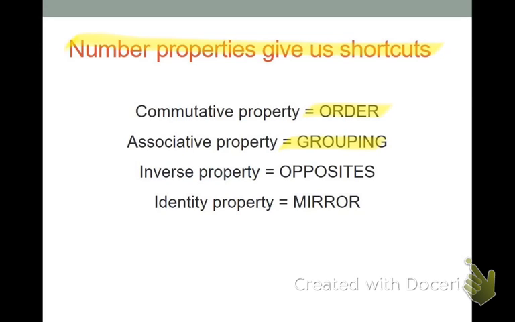Inverse property deals with opposites. We also already kind of touched on this in chapter 1. Remember when we did absolute value and opposite value of a number? So what's the opposite of negative 5? 5. So here's what this property says. You take a number and its opposite, and the answer is always 0.